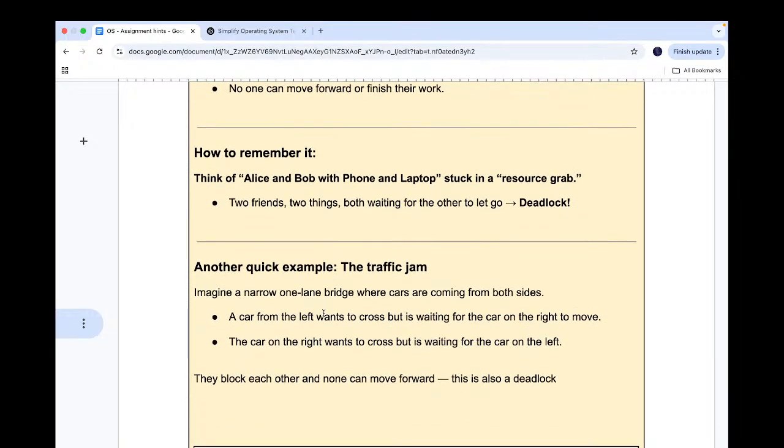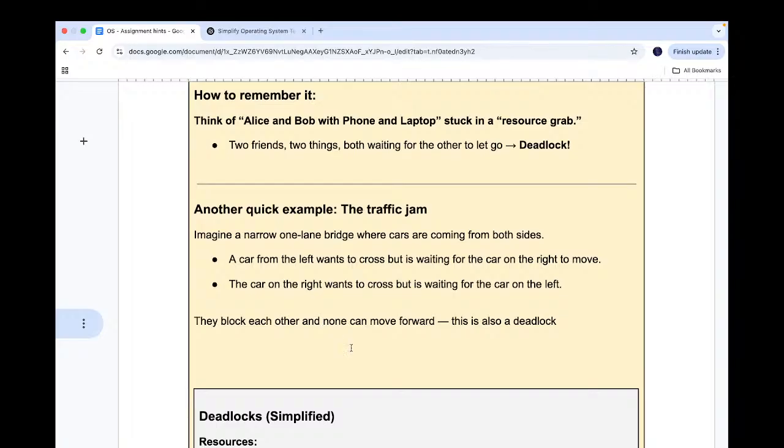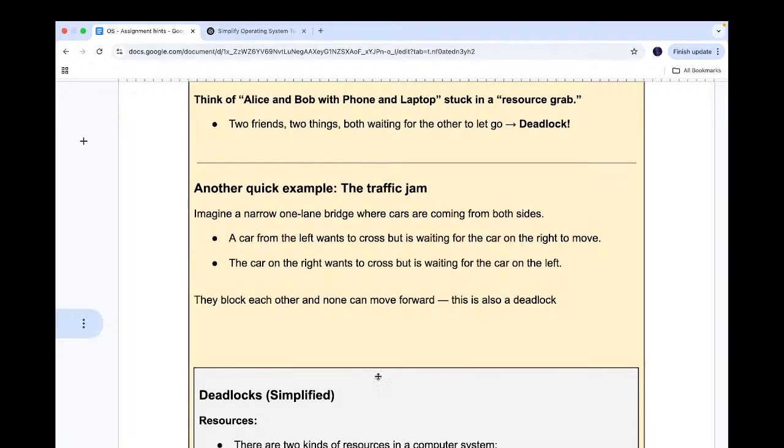Another quick example, the traffic jam. Imagine a narrow one-lane bridge where cars are coming from both sides. A car from the left wants to cross, but is waiting for the car on the right to move. The car on the right wants to cross but is waiting for the car on the left. They block each other and none can move forward. This is called deadlock.